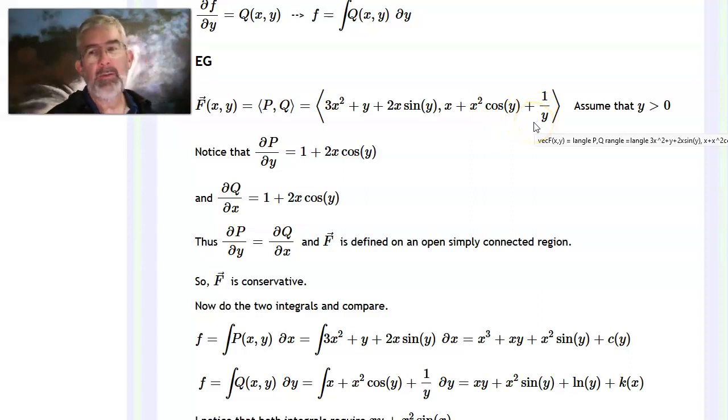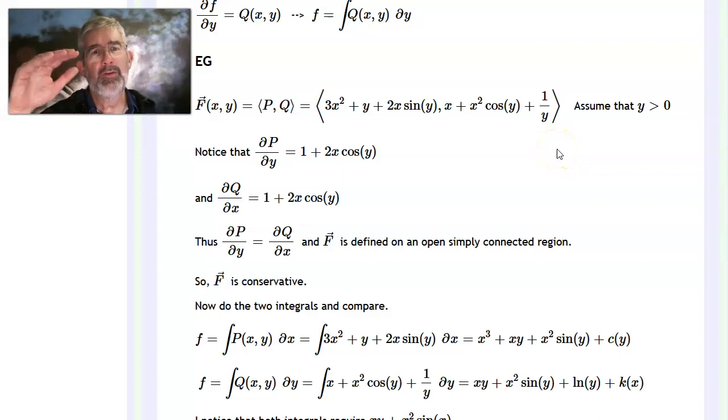Now, there's definitely a problem here when y is equal to 0. That splits the plane up into two regions, everything above the x-axis and everything below the x-axis. And since I want this to be a conservative field, I need to know that I'm working in an open, simply connected region, right? So I'm going to just say, let's let y be bigger than 0, because then that'll be a connected region.